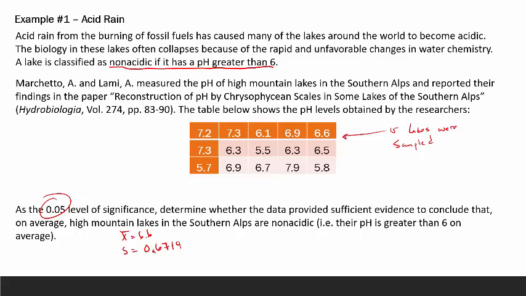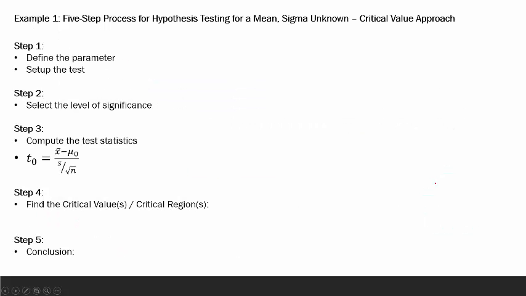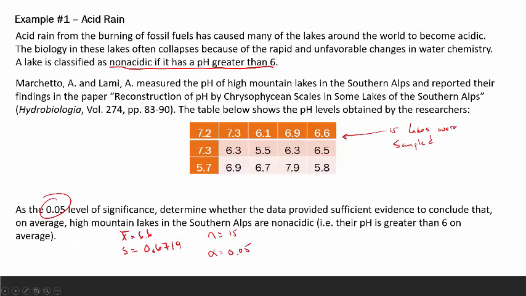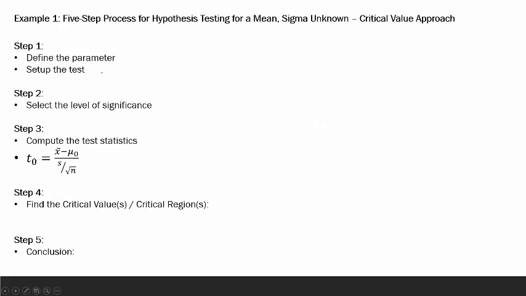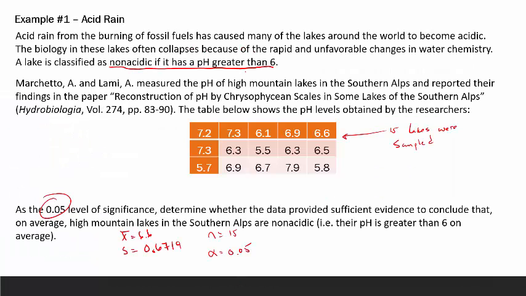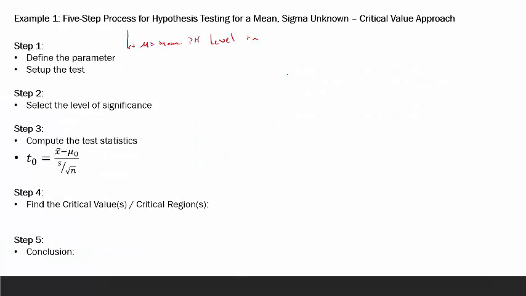Okay, great. Now that we have that, the other things given are that the sample size is 15 and alpha is 0.05. Now we can go through the hypothesis testing. First off, step one, define the parameter. What exactly are we investigating here? What we're investigating is the mean pH level of high mountain lakes in the Southern Alps. So we're going to let mu equal the mean pH level in high mountain lakes in Southern Alps.